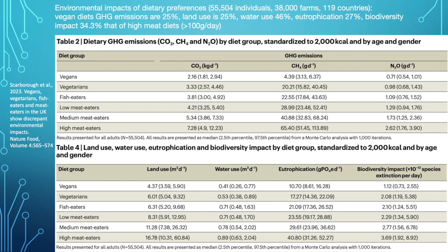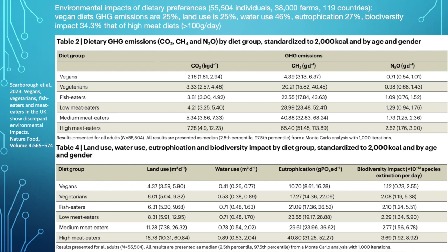The title of the study is Vegans, Vegetarians, Fish Eaters and Meat Eaters in the UK Show Discrepant Environmental Impacts. But the study looks at way more than that and divides the levels at which people are consuming meat and compares that to all the other diets, which is fantastic because it comes up with really great data sets that can be compared, and people can make choices as to what kind of impact they want to have or not have on the environment.